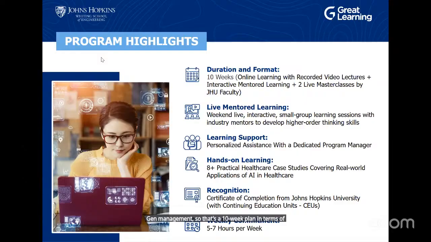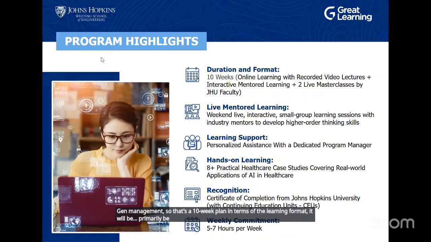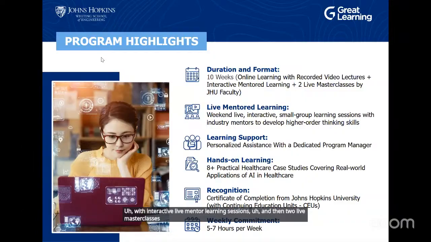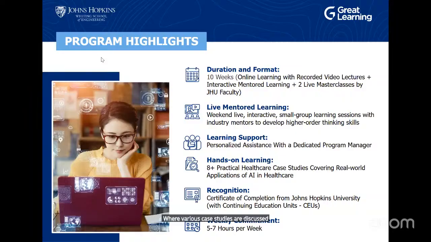In terms of the learning format, it will be primarily an online learning format with recorded video lectures from the faculty, with interactive live mentored learning sessions, and then 2 live masterclasses by the faculty. So the way it's delivered is in the beginning of every week, we release recorded video lectures from the faculty so that the learners can view them over the course of the week. And then over the weekend, there is an interactive live mentored learning session with an industry mentor where various case studies and hands-on modules are discussed.